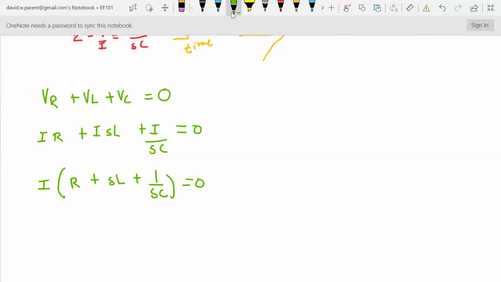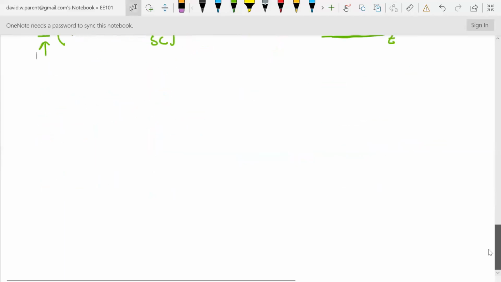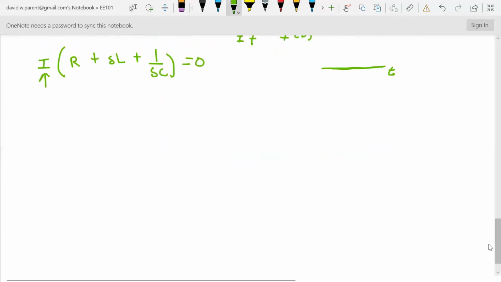Now here's an important part. If I of S is 0, then I of T is 0, and that means, here's T, and the current is just 0. It's boring. There's nothing to worry about. So if that's 0, let's just move on, right? So that being said, we can ignore it and just worry about the inside. R plus SL plus 1 over SC equals 0.